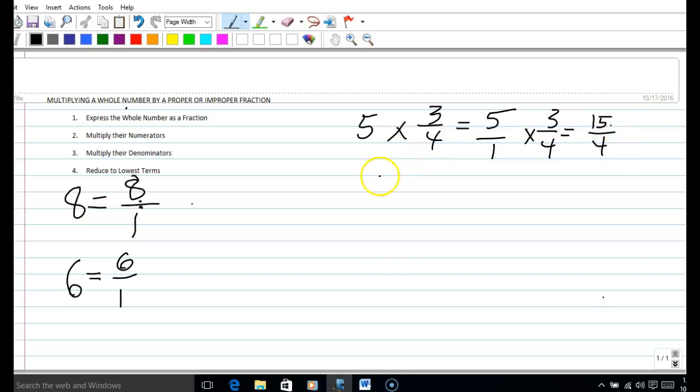So recall, to express an improper fraction as a mixed number, I divide the numerator by the denominator. So 4 will go into 15 3 times. 3 times 4 is 12, and I have 3 left over, so I take the remainder, which is 3, and write it over the denominator, which is 4. So 15/4 is the same as 3 and 3/4.